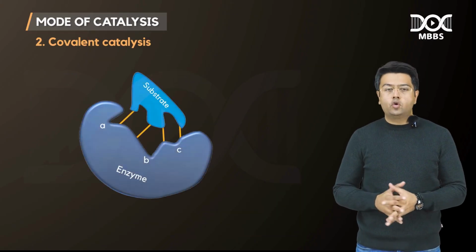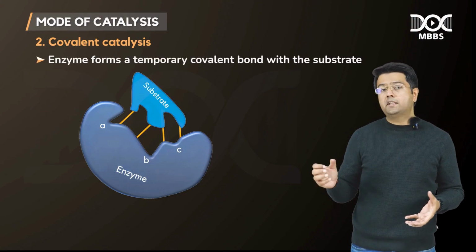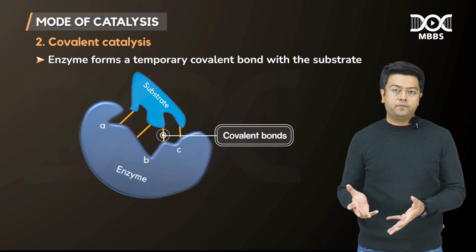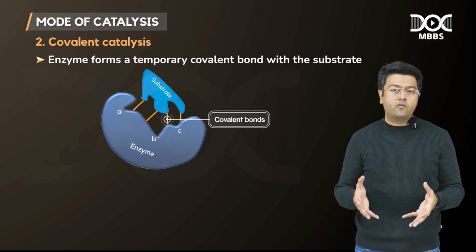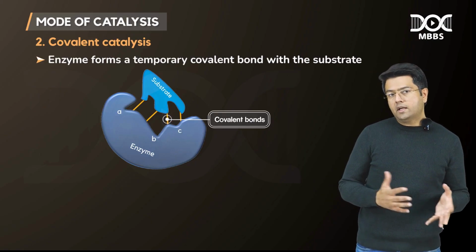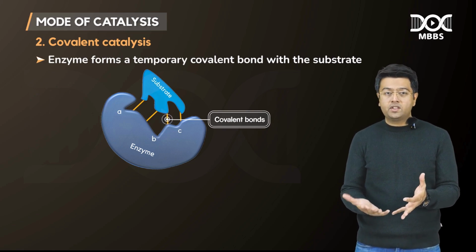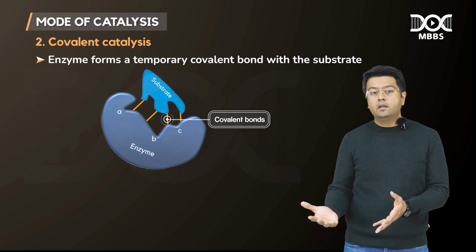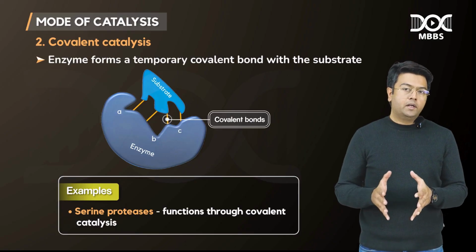Now, next is covalent catalysis. In this case, guys, the enzyme makes a temporary covalent bond with the substrate, right? Serine proteases, for example, function through covalent catalysis. So the basic purpose of all these catalysis mechanisms is to bring about the stability of the transition state and to bring about the desired reaction, right? Now, serine proteases are examples of covalent catalysis.